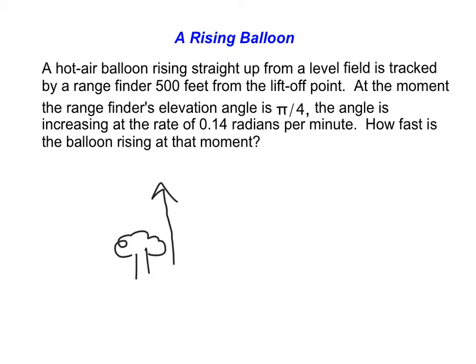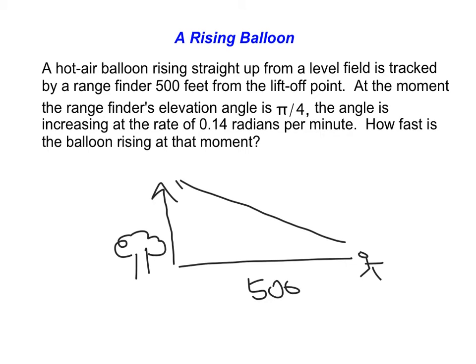It's rising straight up, and it's tracked by a rangefinder 500 feet away. So 500 feet away, I have some guy who's responsible for tracking this balloon. We're told, so that's a fact, 500 feet. At the moment, that's a condition, the rangefinder's elevation angle is pi/4, so we're going to be dealing with angles this time. The angle is increasing at the rate of, so we have a rate, radians per minute. How fast is the balloon rising?